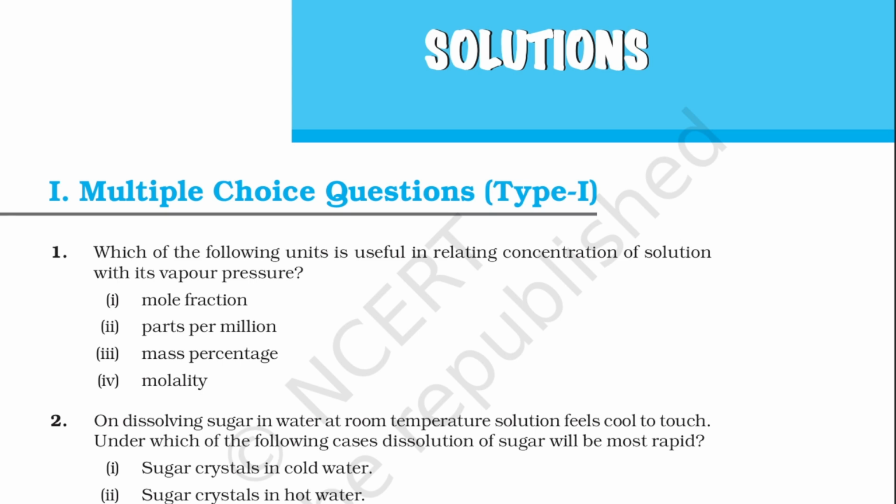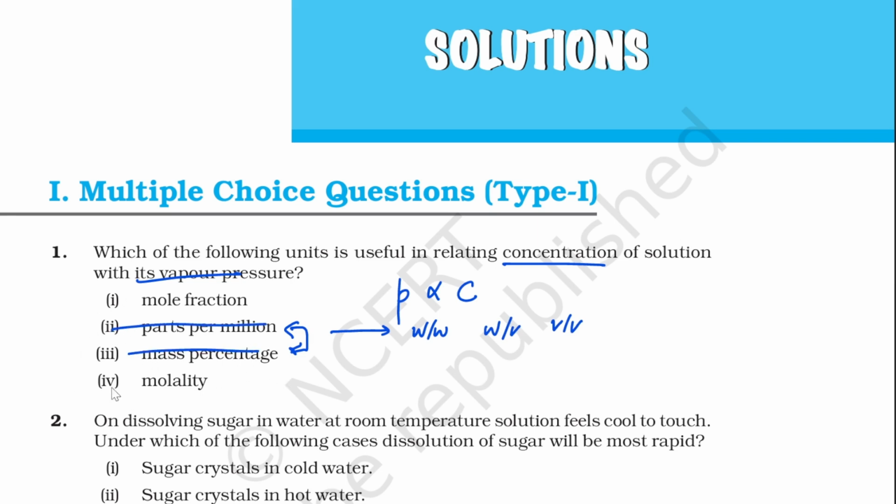All right, let's do solutions of the chapter Solutions, Exemplar. First question, which of the following units is useful in relating concentration of solution with its vapor pressure? P proportional to concentration. Well, where have you seen this? First thing to see here is parts per million and mass percentage are similar. Parts per million can be mass percentage, weight by volume, or volume by volume, all the same. Okay, so both of these options are same, and since this is just one correct, you can eliminate them.